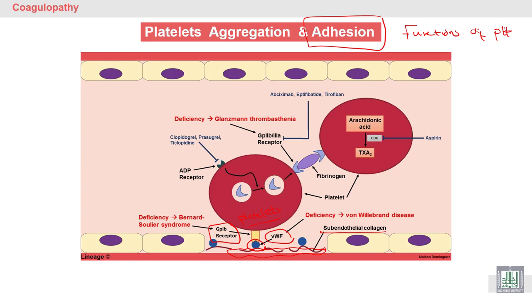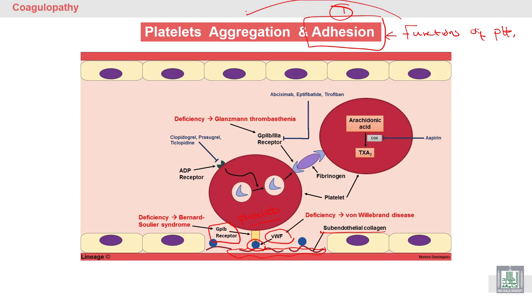Sometimes we can abbreviate platelet as PLT. So the first function of the platelet is platelet adhesion to the subendothelial collagen by the aid of von Willebrand factor through the glycoprotein 1B receptor of the platelet. This is the first function.